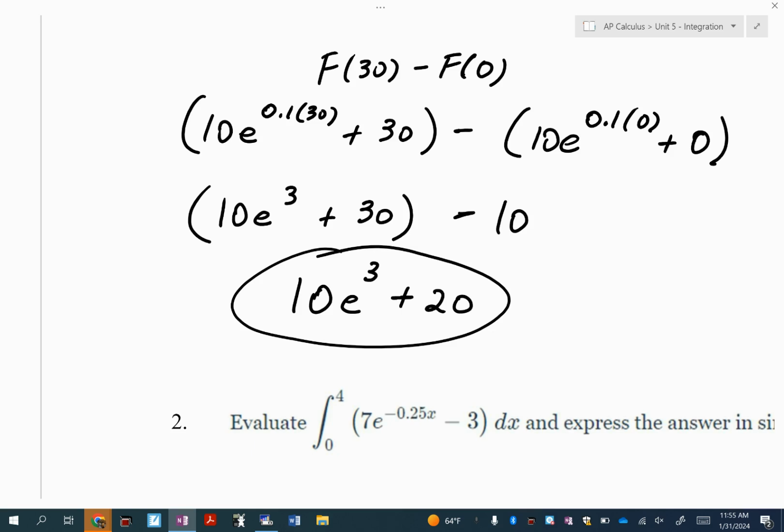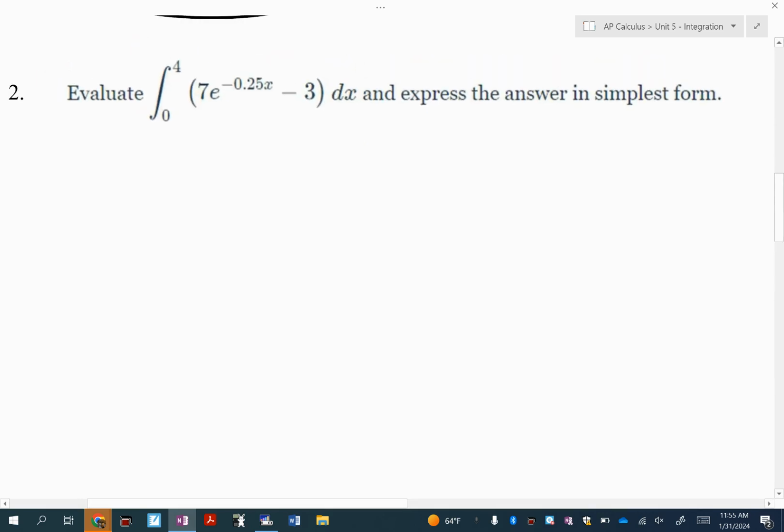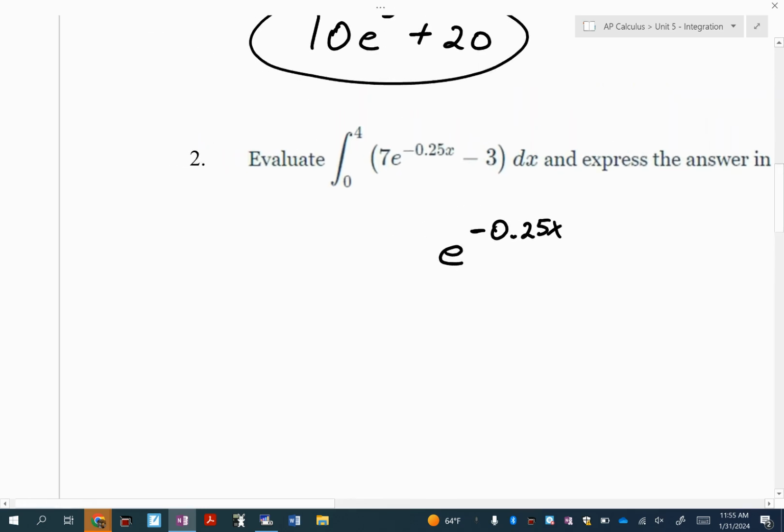Ready for number 2? All right, here we go. Number 2. We're going to do the same thing. I am going to evaluate this from 0 to 4. Let's back up from e to the negative 0.25x.